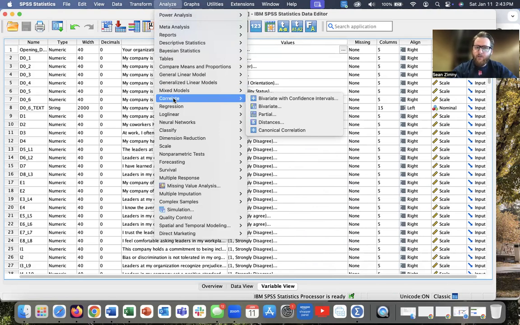Now, I want you to run a bivariate correlation between two variables. That's what I want you to look at, and that's what I want you to know how to run. So we're going to go to Correlate, and we're going to go to the second option, Bivariate, not the one with confidence intervals. We'll get to how to add confidence intervals here. So we're going to click on Bivariate.